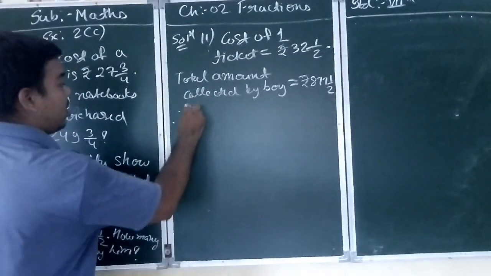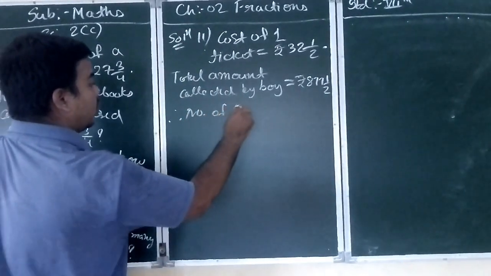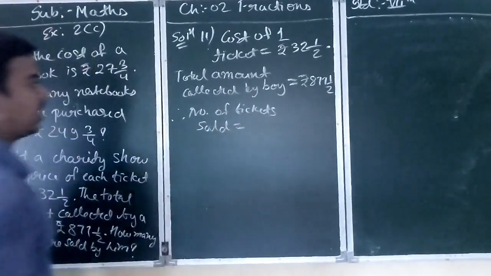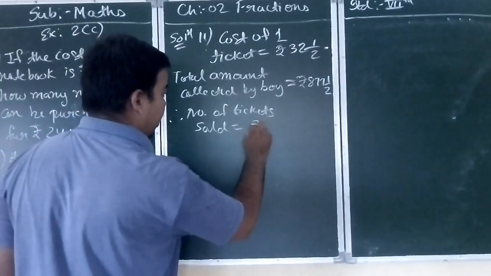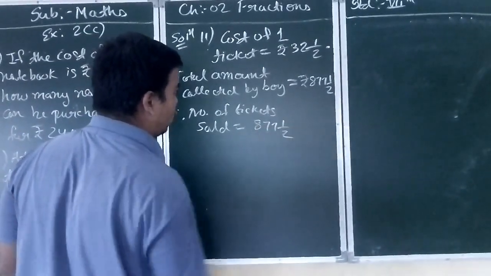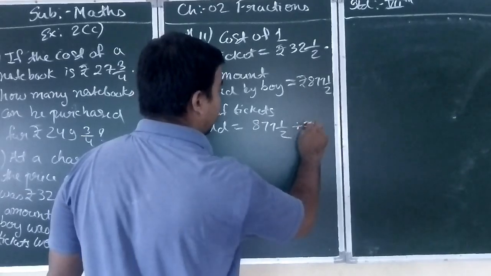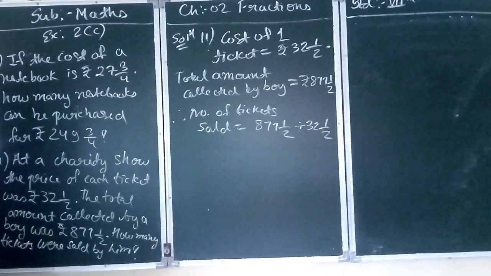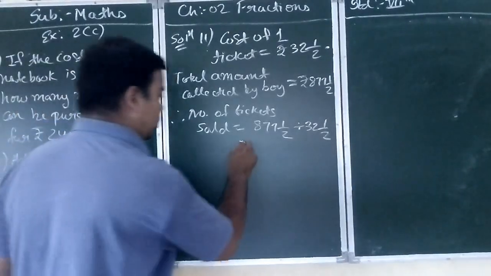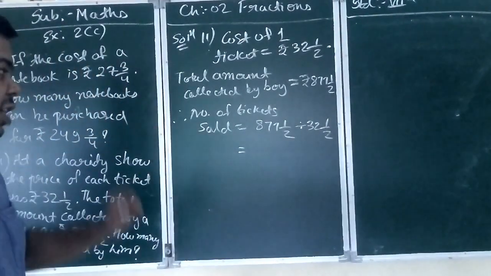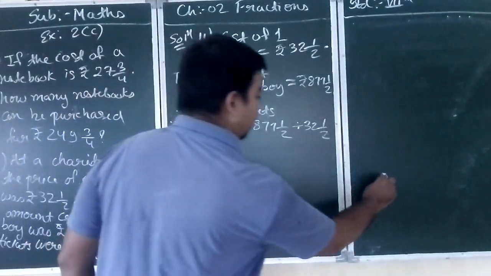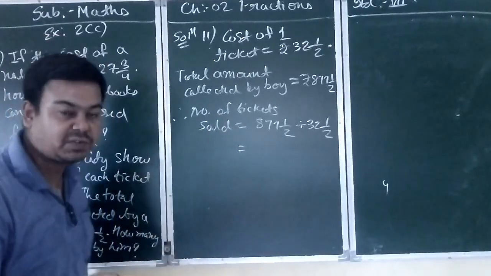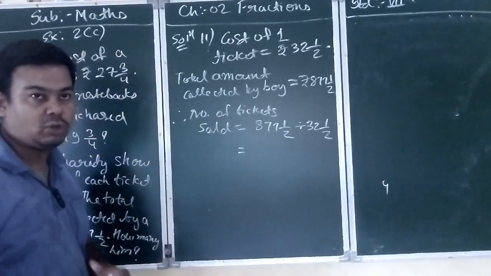Now we find the number of tickets sold. Number of tickets sold is 877 1 by 2 divided by 32 1 by 2. Now, again, change the mixed fractions into improper fractions.